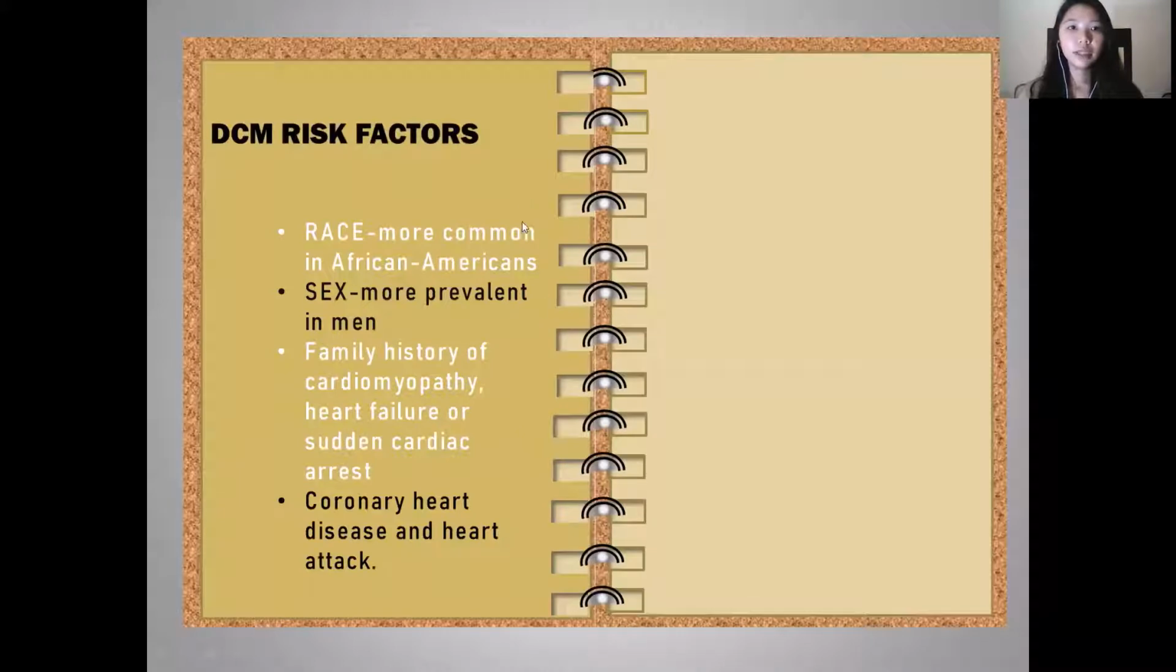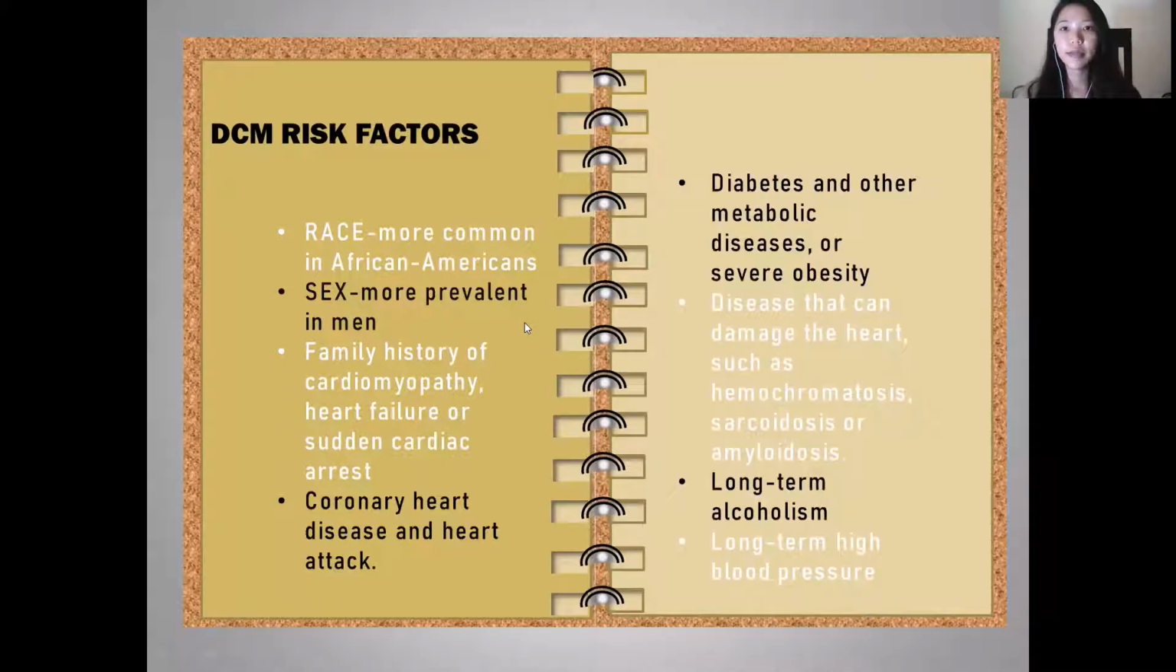So the risk factors of DCM are race, because it is more common in African Americans; sex, more prevalent in men; family history of cardiomyopathy, heart failure or sudden cardiac arrest; coronary heart disease and heart attack; diabetes and other metabolic diseases or severe obesity; diseases that can damage the heart such as hemochromatosis, sarcoidosis, or amyloidosis; long-term alcoholism; and long-term high blood pressure.